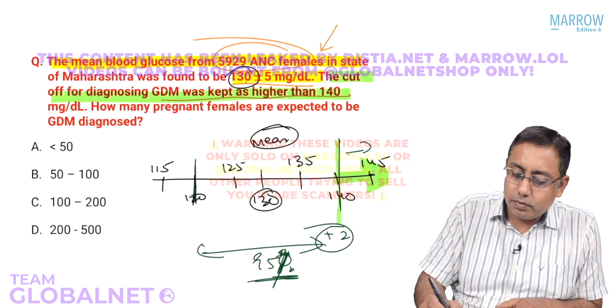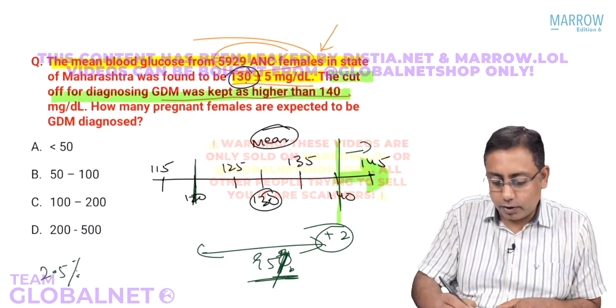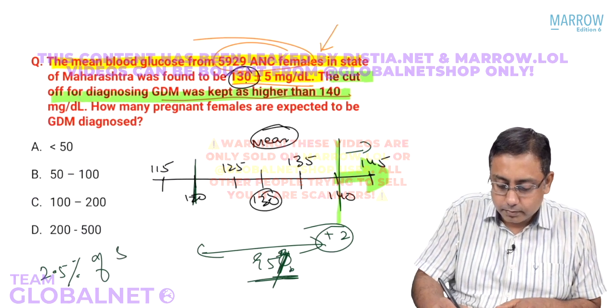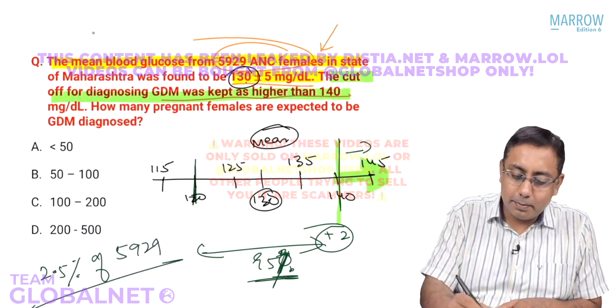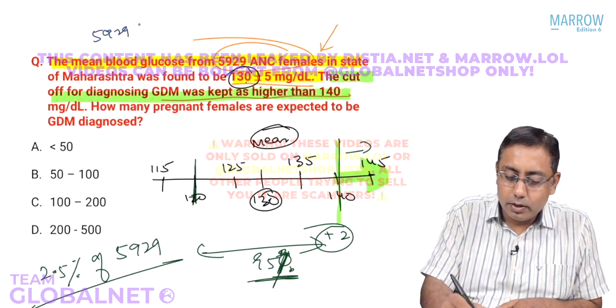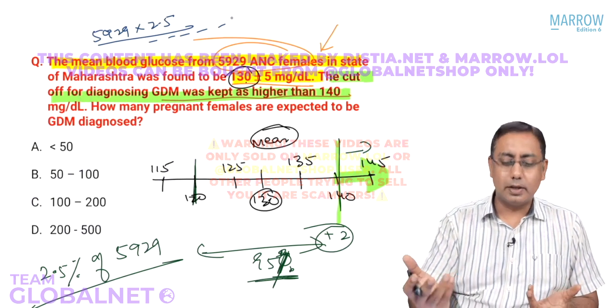So that means what is the total number? It will be 2.5% of 5929 patients will be more than 140. So don't start over here by multiplying 5929 into 2.5 and so on. Don't do that. It's not required.